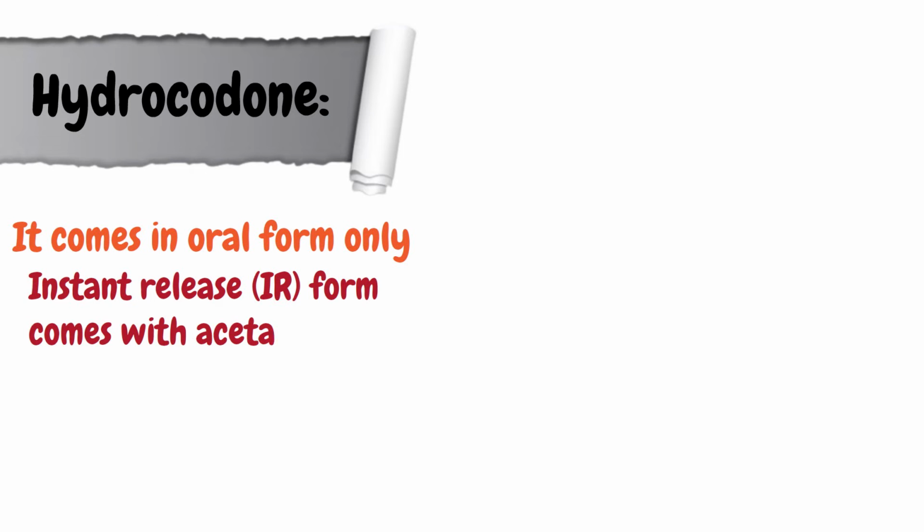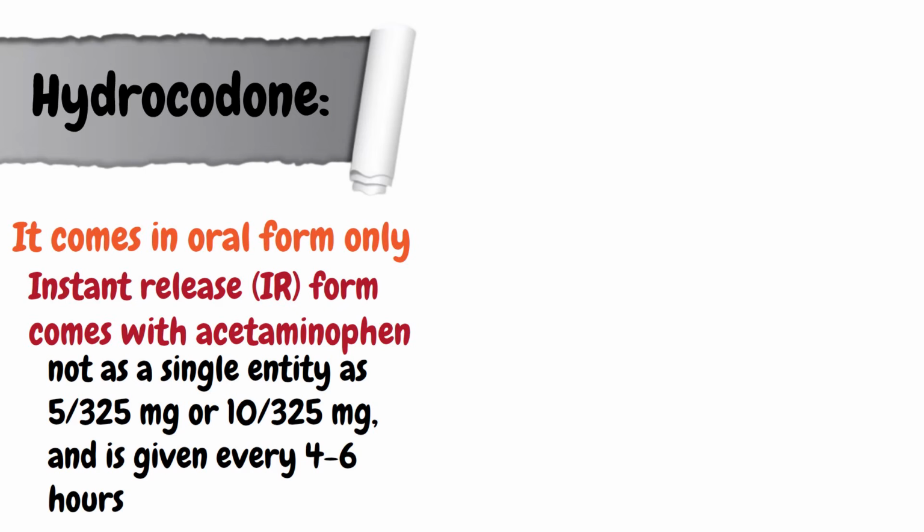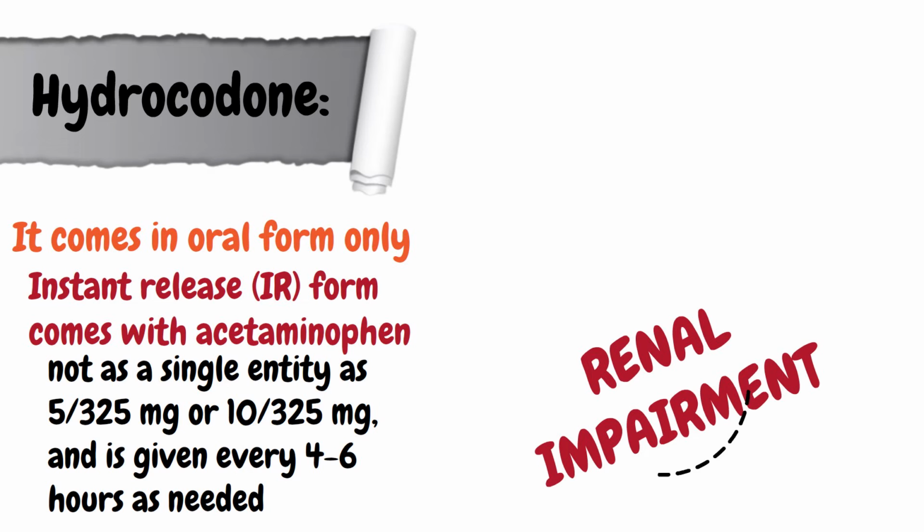How about hydrocodone? Hydrocodone comes in oral form only, similar to oxycodone. The instant release form does not come in single entity only. It comes combined with acetaminophen as 5/325 mg or 10/325 mg given every 4 to 6 hours as needed. It is safe in hepatic impairment, but please avoid it in advanced renal impairment, similar to morphine.